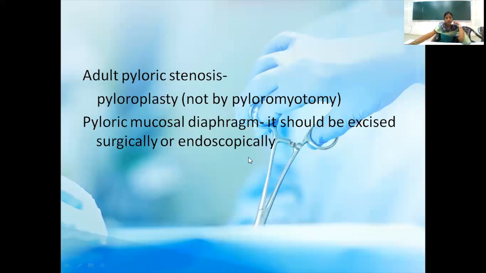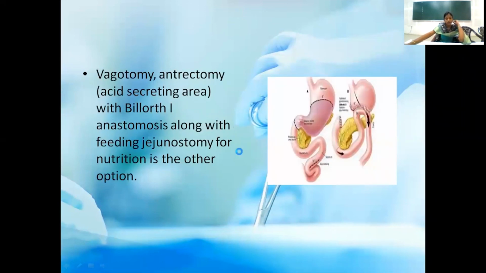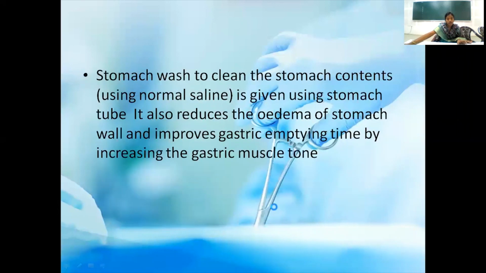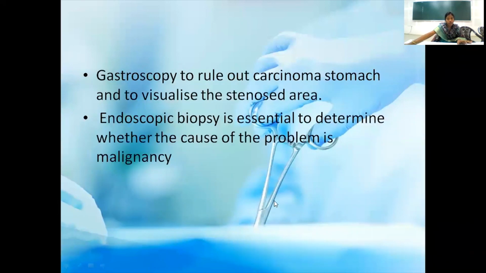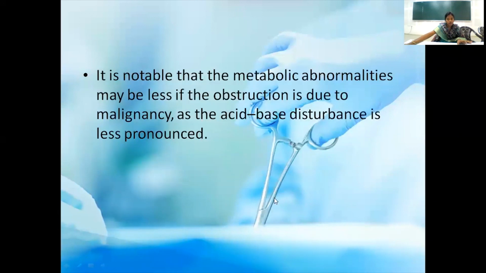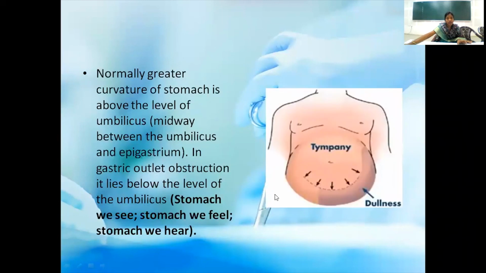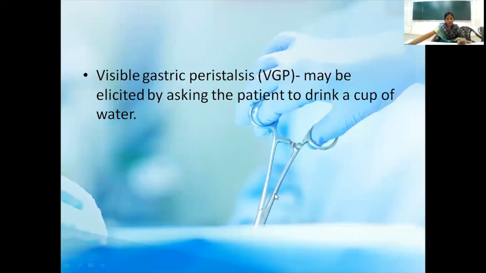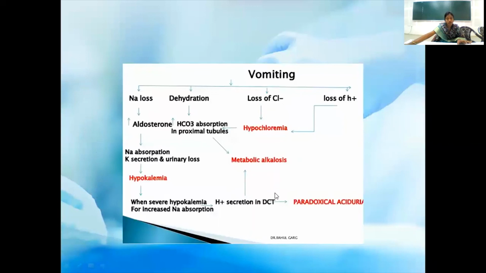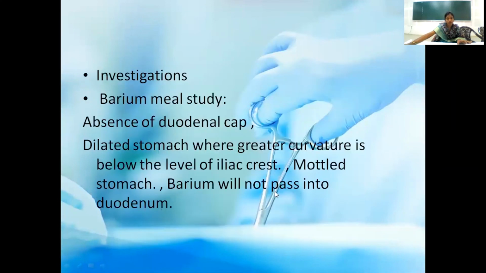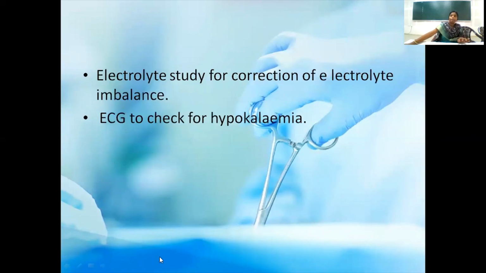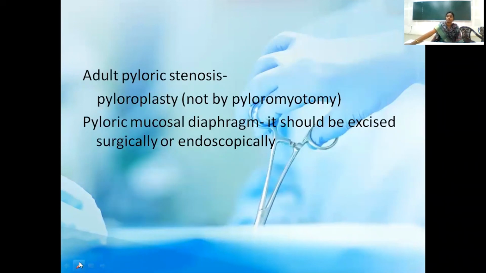So I will once again revise congenital pyloric stenosis. It is seen in newborns at the 3rd to 6th week, with symptoms like non-bilious projectile vomiting, and visible gastric peristalsis is seen. The investigation is ultrasound, and coming to the treatment part, it is Ramstedt's pyloromyotomy.